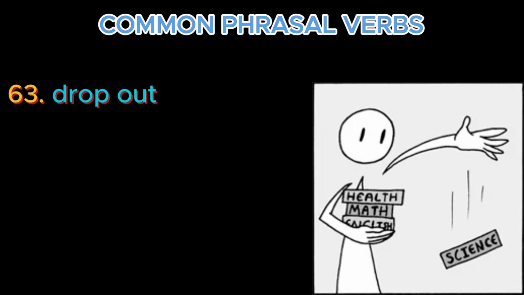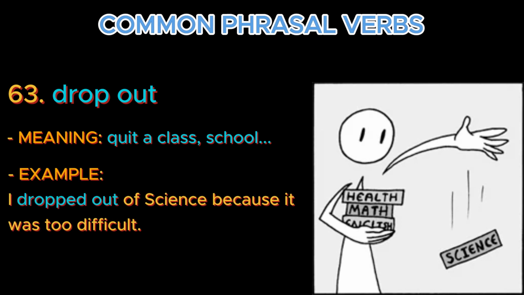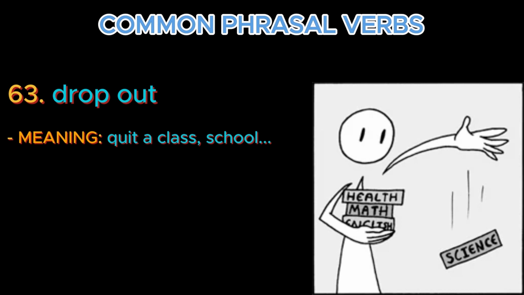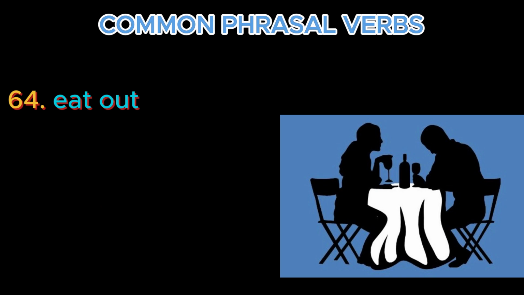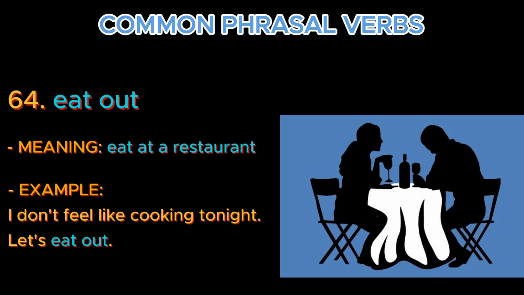63. Drop out. Meaning, quit a class, school. Example, I dropped out of science because it was too difficult. 64. Eat out. Meaning, eat at a restaurant. Example, I don't feel like cooking tonight. Let's eat out.